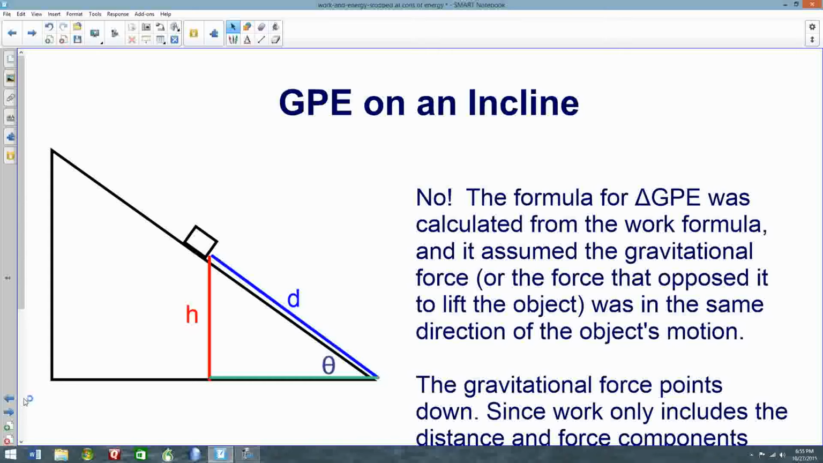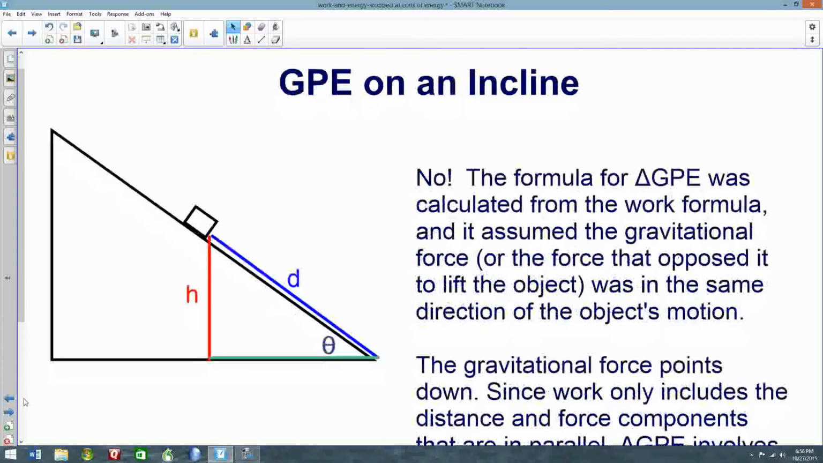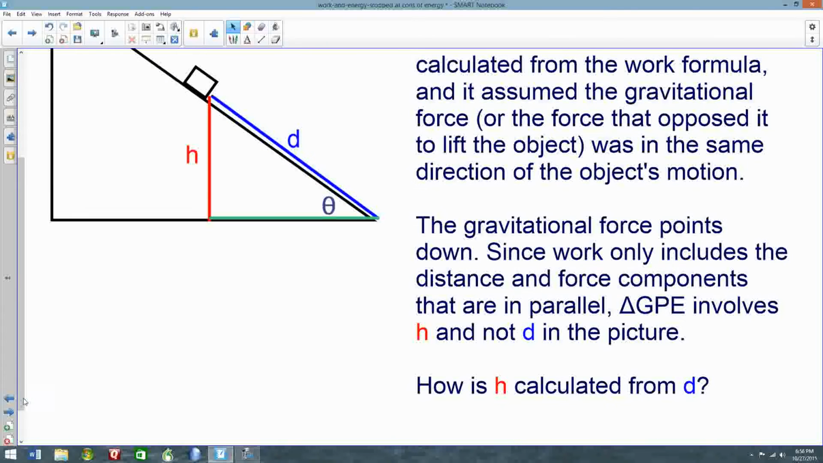No. Remember, the formula for the gravitational potential energy was calculated from the work formula, and it assumed the gravitational force, or the force that opposed it to lift the object, was in the same direction as the object's motion. The gravitational force points down. Since work only includes the distance and force components that are parallel, delta GPE involves h, not d. So how do we calculate h when we have d?